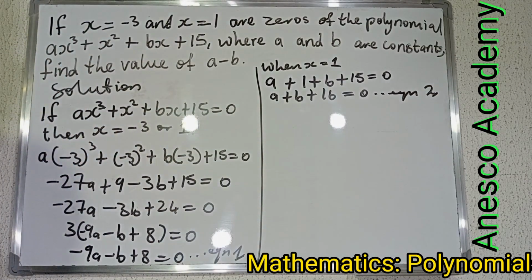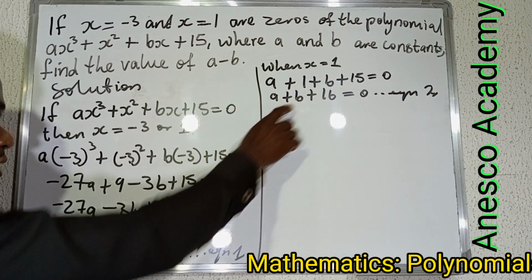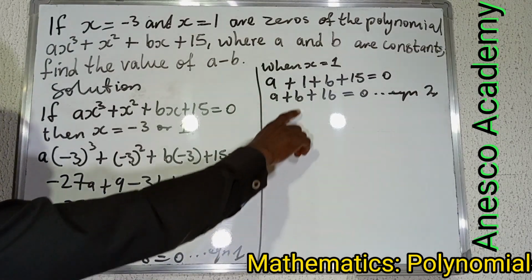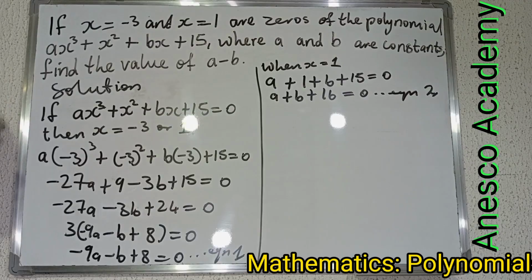Then we are going to use the elimination method to remove one unknown, because we have two unknowns and it will be difficult to solve that way. We can add equation 1 and 2 together because this is minus b and this place is what? B. If you add minus b and b, it will cancel out. So we add them together.